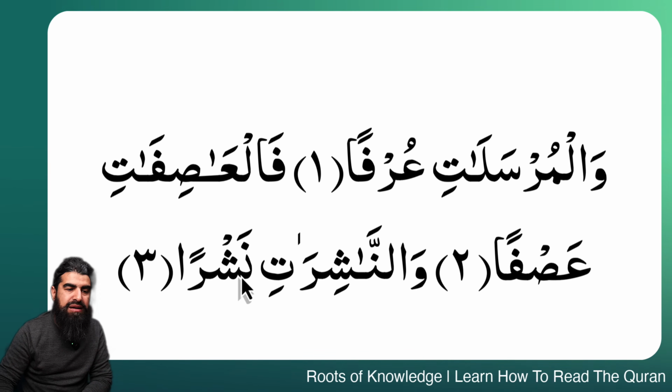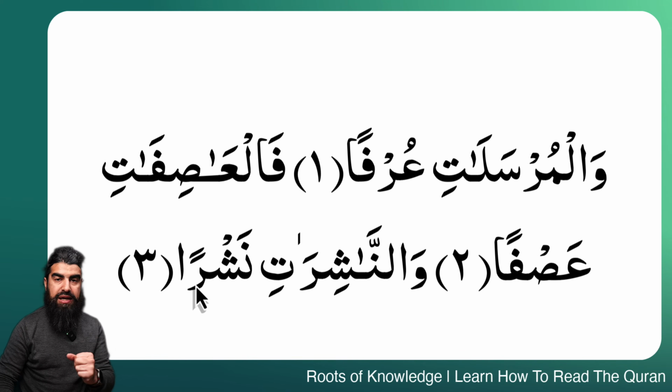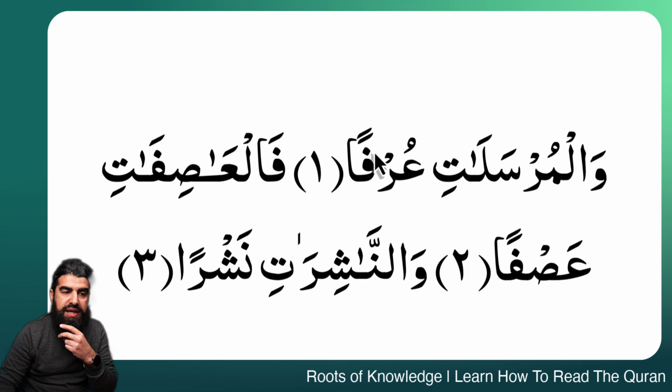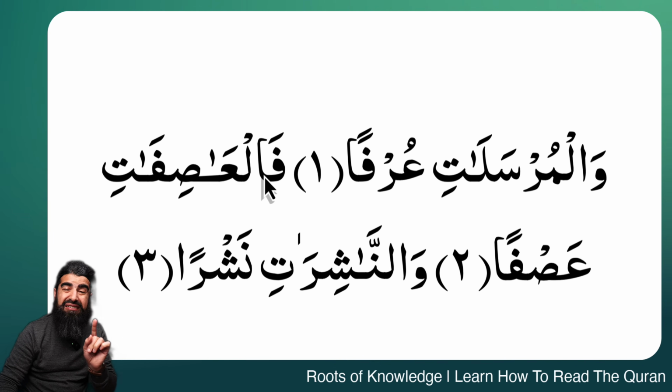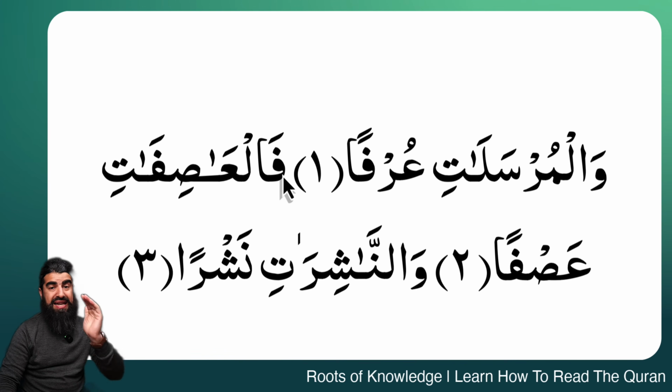والناشرات نشرا. So how do we apply the rules? Remember from the previous one, how do we apply the rules over here? As you notice, there's a tanween over here, double vowels. Now, if you were not to stop over here and we were to carry on, we would say عرفا, right? So nasal sound, عرفا فالعاصفات, because you have a fa over there. So fa is the last category, right?